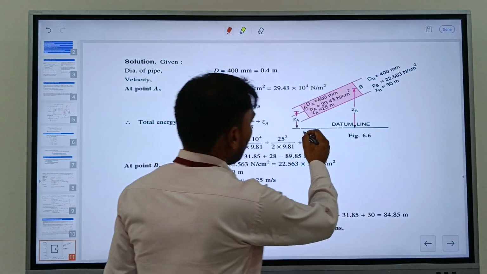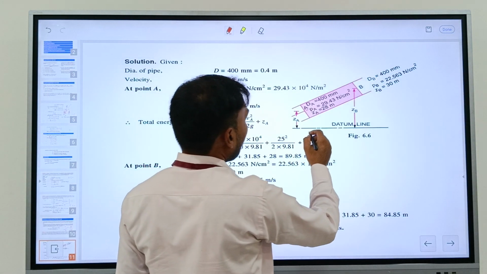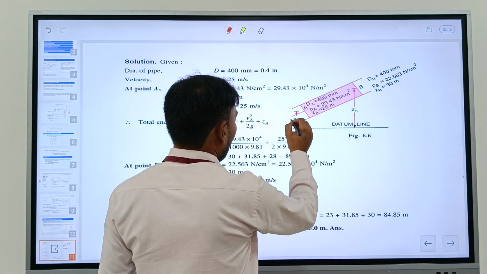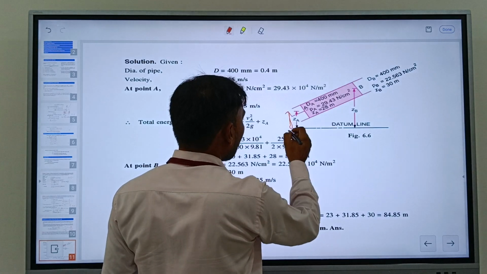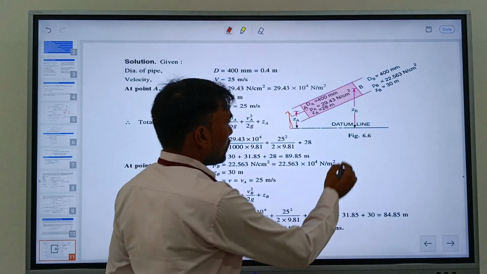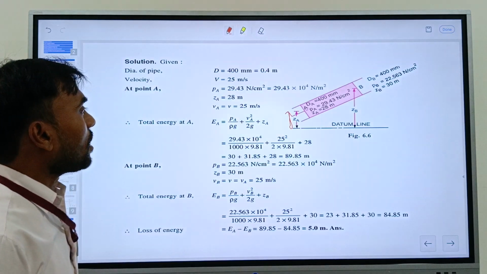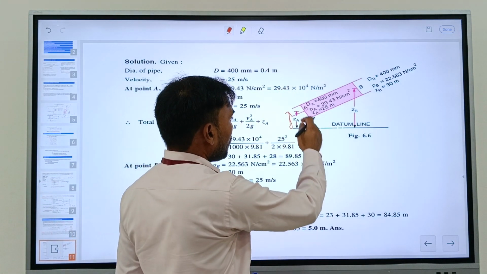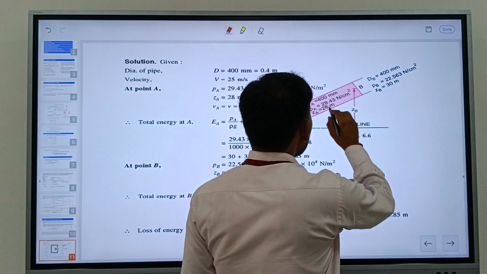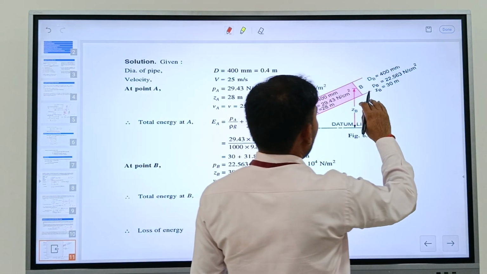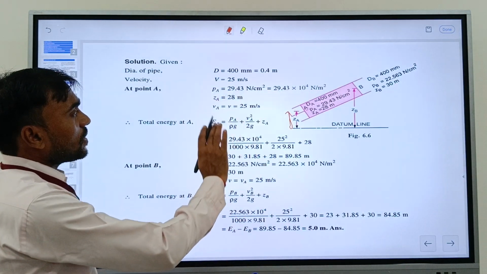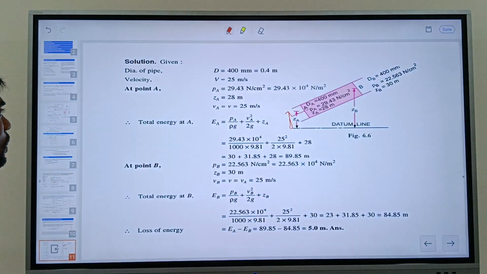So this is the general diagram. This is section 1, and it is inclined at some angle. This height from the baseline, that is the datum line, is ZA, and this point B is above the datum line at a height of ZB. Further, at section 1, that is point A, DA is given as 400 mm, pressure is given, and ZA value is given. In the same way, at section 2, the diameter at point B is given, pressure intensity is given, and datum ZB is given.